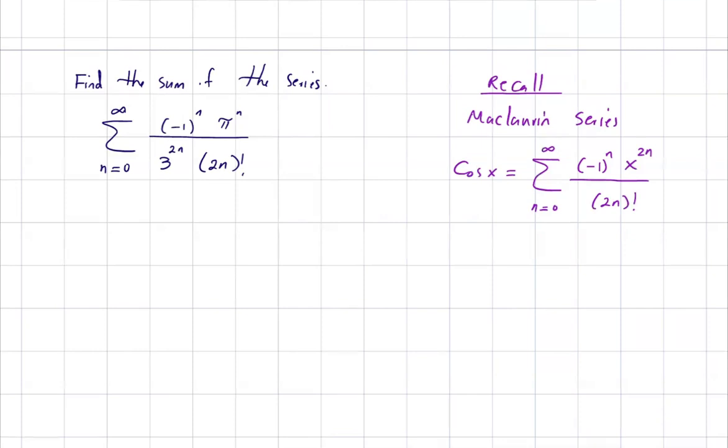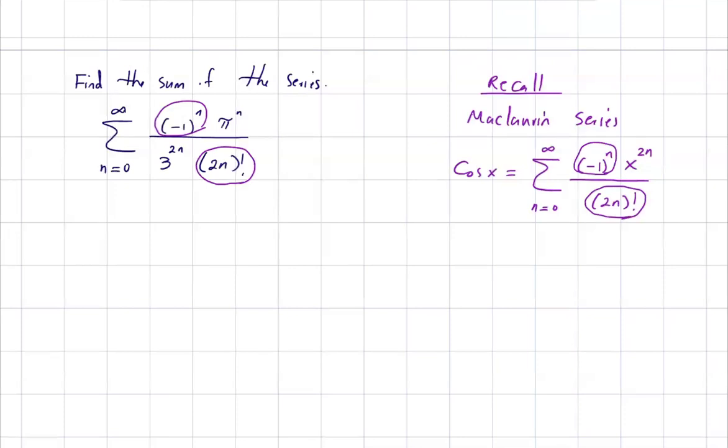Well, do I recognize any pattern here? Do I see any similarity here? So far I have (-1)^n in my numerator, which is the same as (-1)^n. I also see (2n) factorial down here, (2n) factorial. So if I can create x^(2n) for this series, then I'm basically done. Take a look.